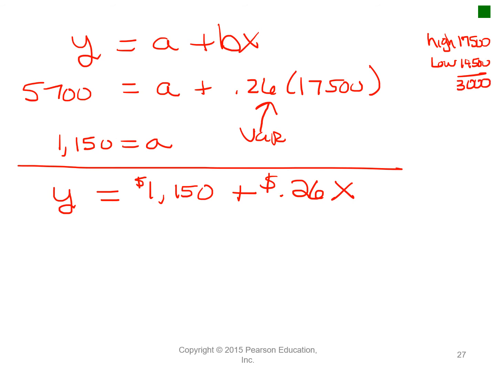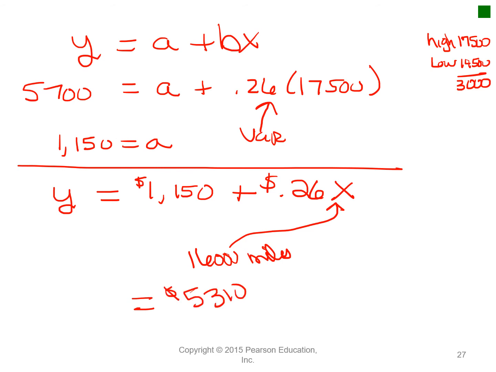If you go back and look at the previous slide, that's a range of 3,000 miles. That's your relevant range. So if they want you to predict, if you had driven, for example, 16,000 miles, could you predict your total cost? Well, you would plug in 16,000 for X. 16,000 is within the range, notice. Then if you plug 16,000 in for X, multiply that by 26 cents, and then add your fixed cost of 1,150, that's going to give you a prediction of right around $5,310. Okay, and that's basically the high-low method.